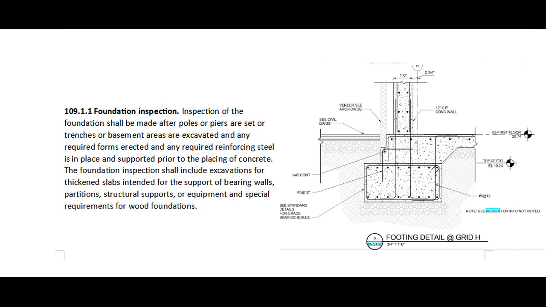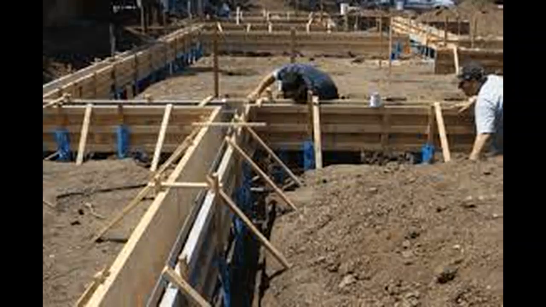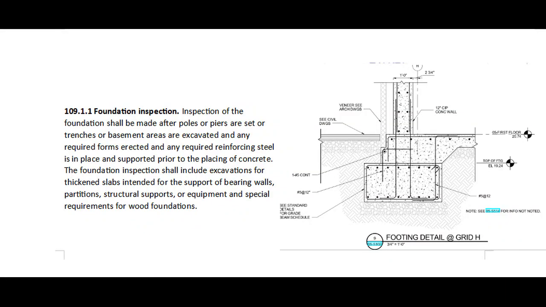R109.1.1. Foundation Inspection. Inspection of the foundation shall be made after poles or piers are set, or trenches or basement areas are excavated and any required forms erected, and any required reinforcing steel is in place and supported prior to the placing of concrete. The foundation inspection shall include excavations for thickened slabs intended for the support of bearing walls, partitions, structural supports, or equipment, and special requirements for wood foundations.